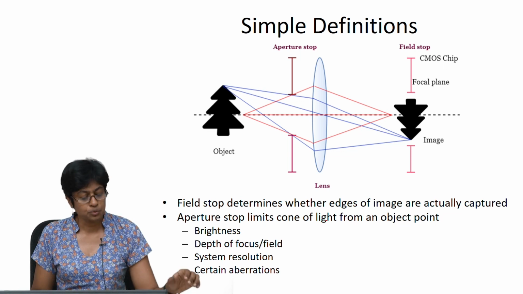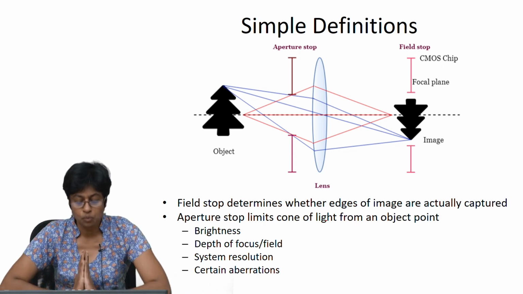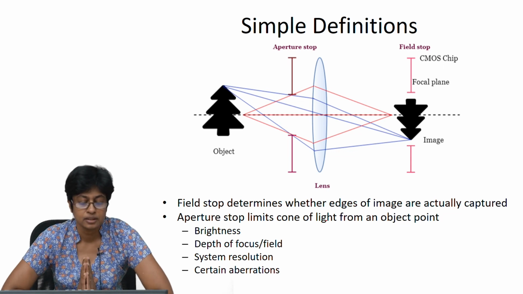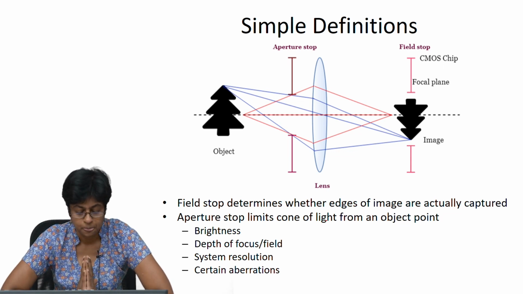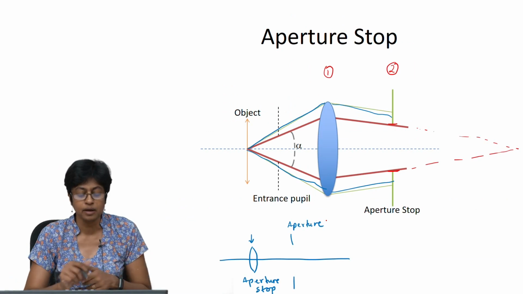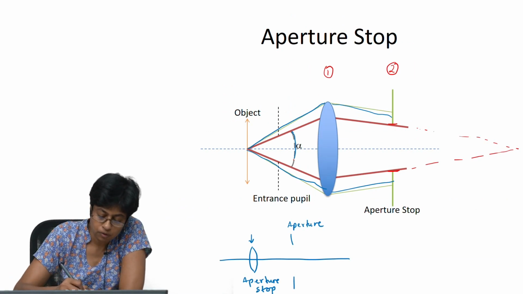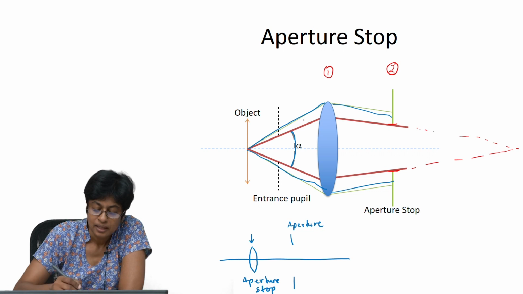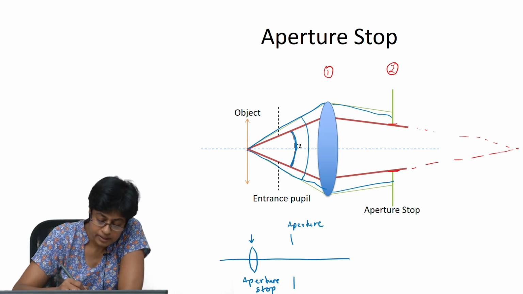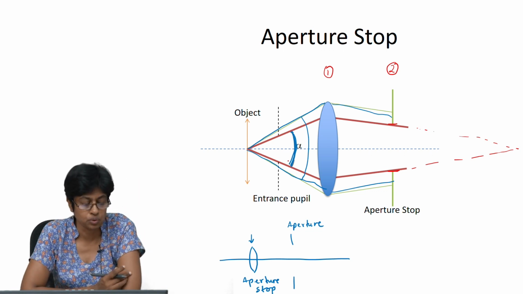Okay. So we need now some more definitions, and the second definition is that of the field stop. So the aperture stop limited the cone of light through the system. So if you look at this example, this was the cone of light that made it through the system. This cone did not make it through. So the amount of light is coming in this cone.